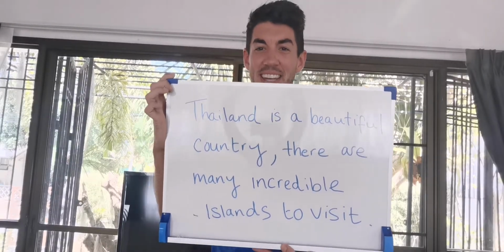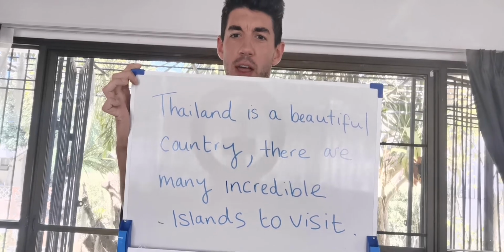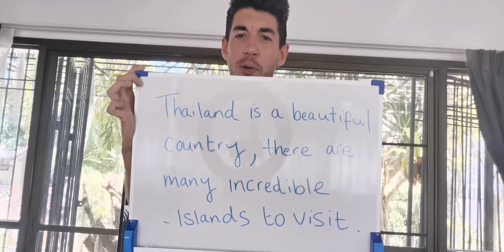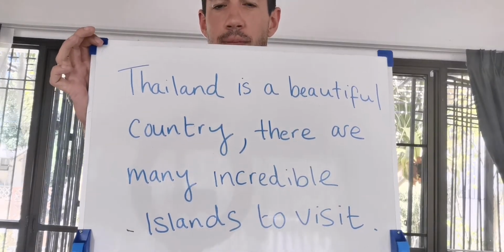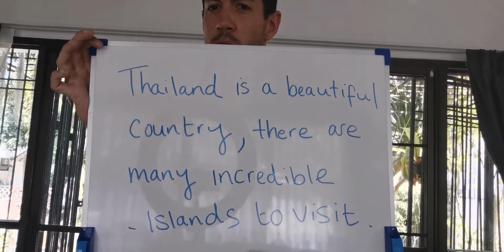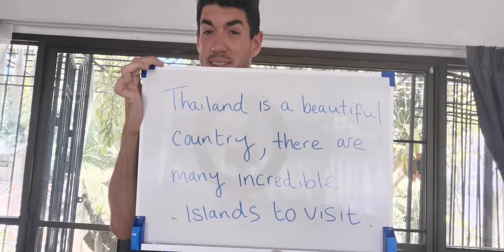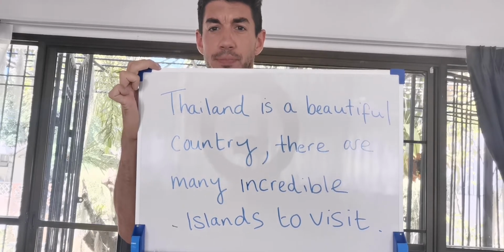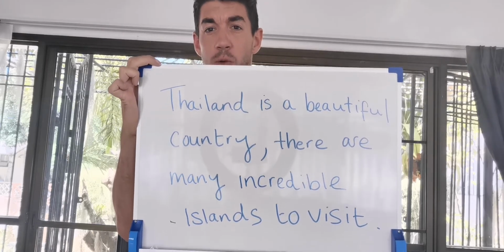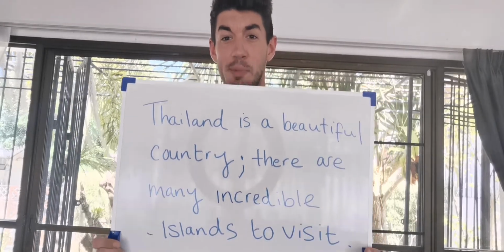So let's have a read of this sentence. Thailand is a beautiful country. There are many incredible islands to visit. Now take a closer look. Can you spot anything wrong with this sentence? Those of you who recognise that there's a comma to separate two independent clauses, well done. So what should we replace the comma with? Of course, we should replace the comma with a semicolon.